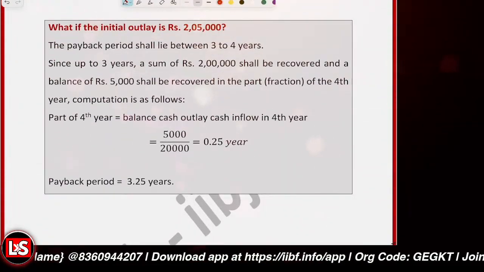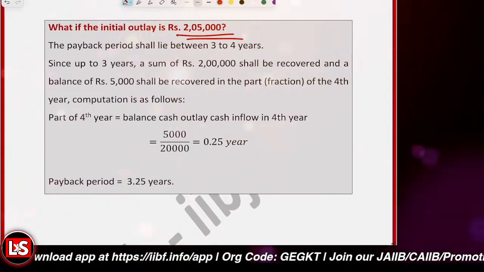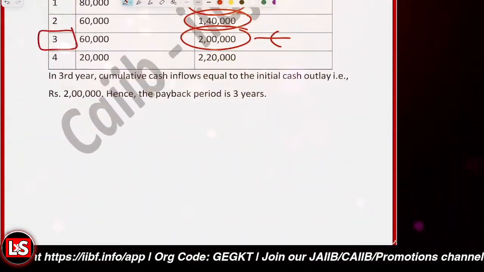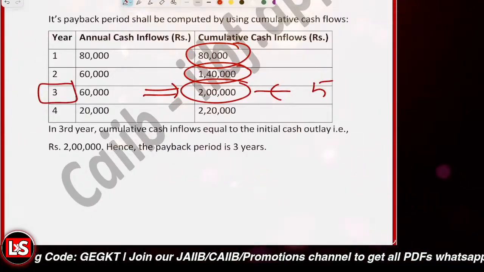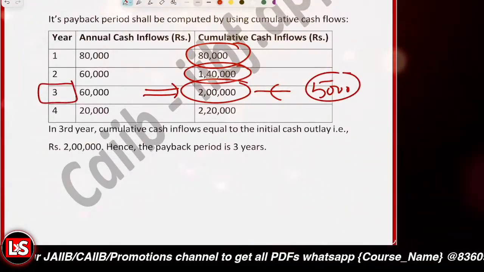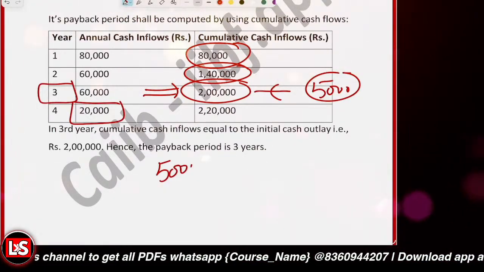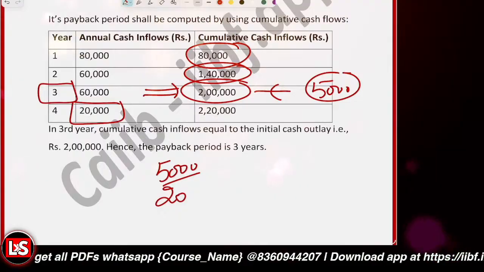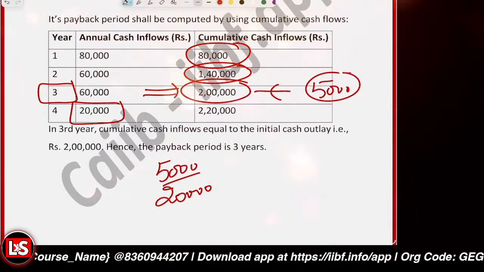And what if the initial outlay becomes 2,50,000? Now definitely you recovered rupees 2 lakh up to the third year, but 50,000 is left because the initial investment is now 2 lakh 50,000. So that particular 50,000 will be covered from the 20,000. So the fraction of it is to be considered. It can be calculated as 5,000 divided by 20,000, and that will be 0.25.